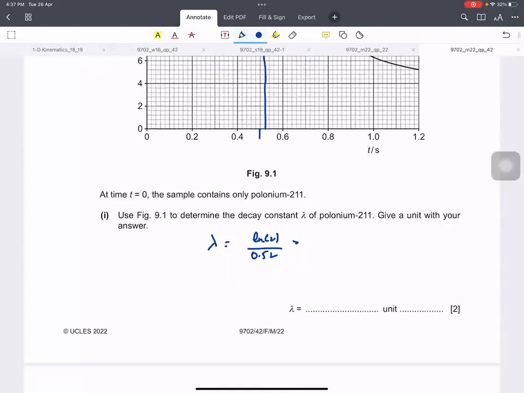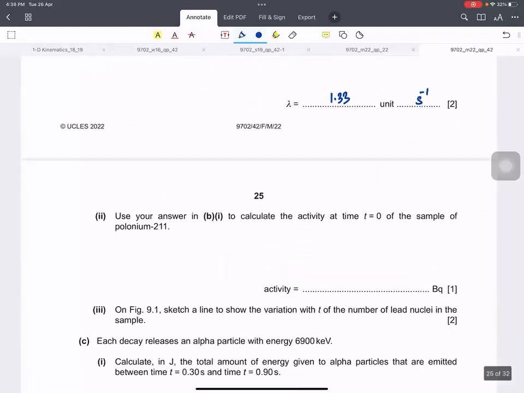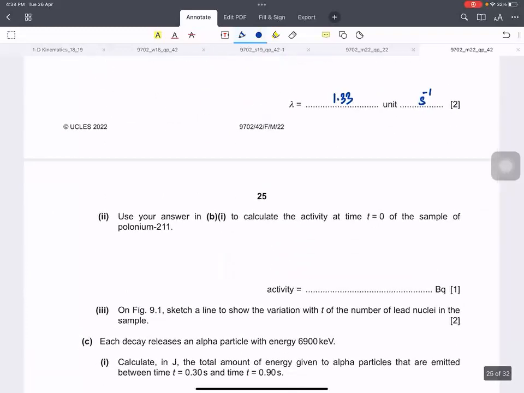ये भी किसी ने नहीं किया हुआ. That's not fair. ये तुम लोग 1.33 आ रहा है. 1.33 और seconds^-1 होगा क्योंकि ये second में. Okay, then it says use your answer to calculate the activity at time 0 of the sample of polonium.